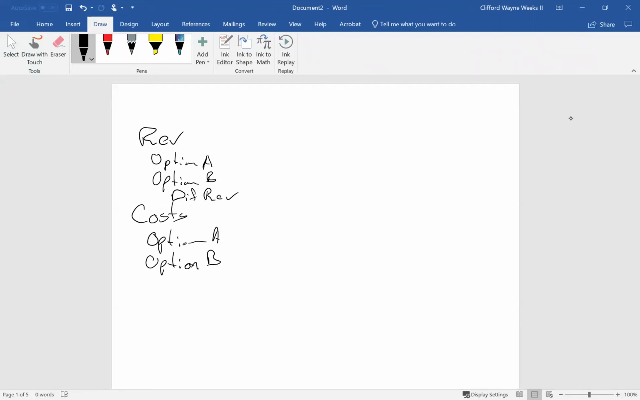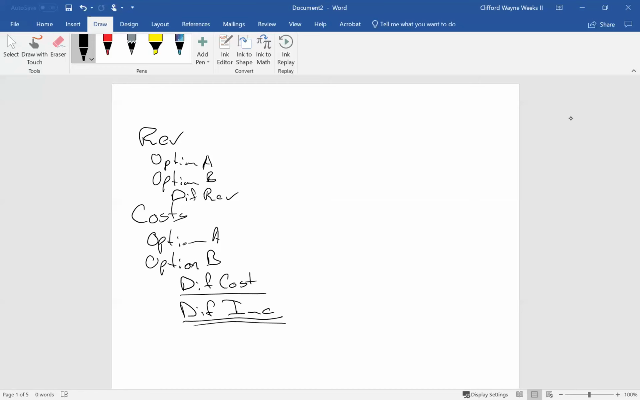The difference between option A's costs and option B's costs gives us differential costs. Then we're going to subtract differential costs from differential revenues, and we're going to end up with differential income. This whole process is called differential analysis. We accountants are not very creative. Differential revenues, subtract differential costs, give you differential income, and that's called differential analysis.